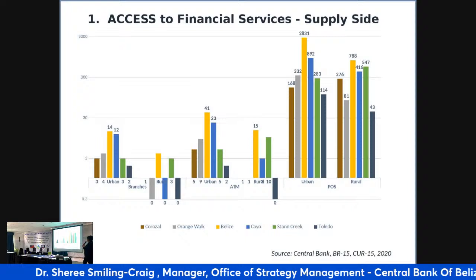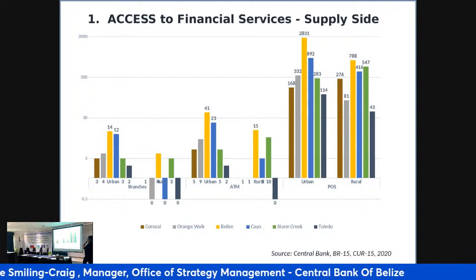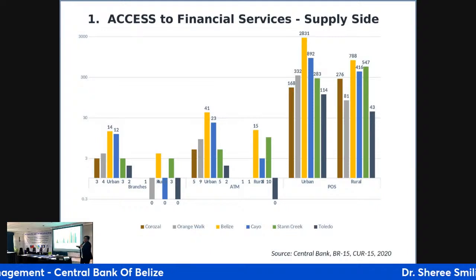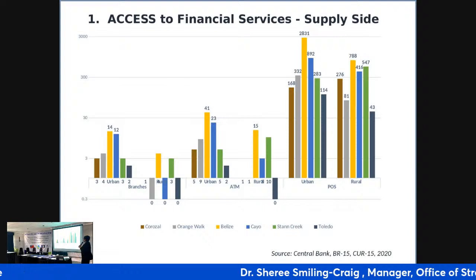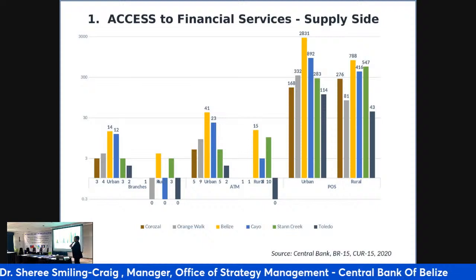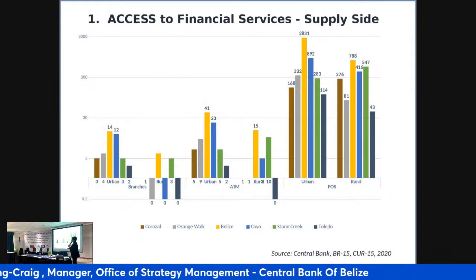And when it comes to the point of sale, we're doing well. So we need that ICT infrastructure again, because these are ways to get financial access to our community. We need to reach the rural communities. So on the supply side, this data comes from our bank return and credit union returns, number 15.